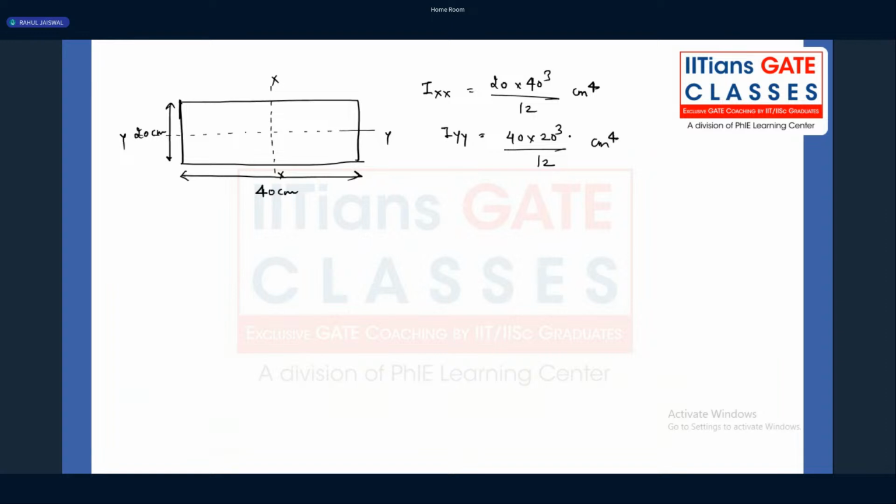Out of these two, which is the minimum one? So the minimum value will be what? Iyy, because it is the minimum. Because it's 20 cube, there is 40 cube. Now what is the next particular task?